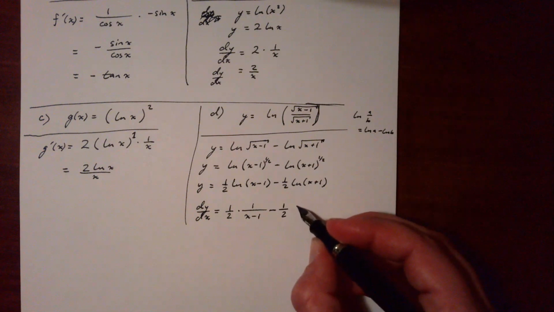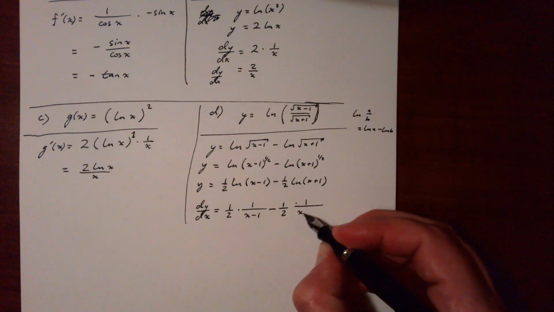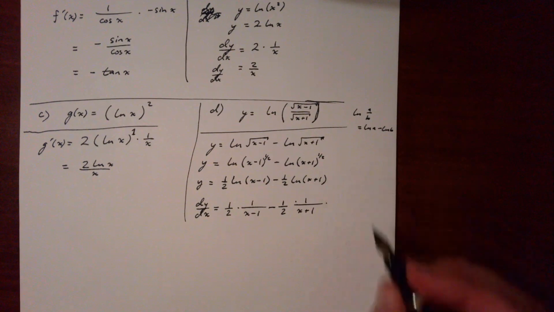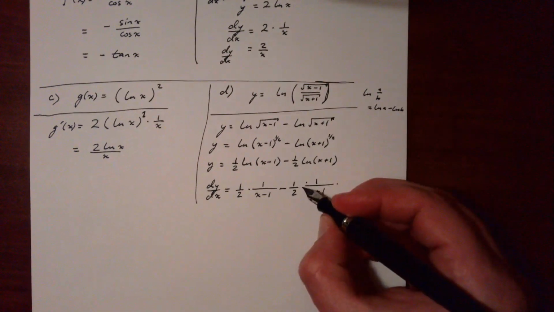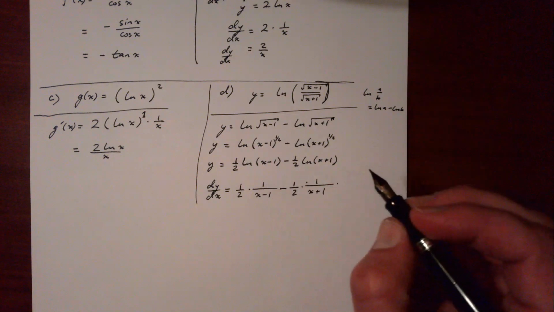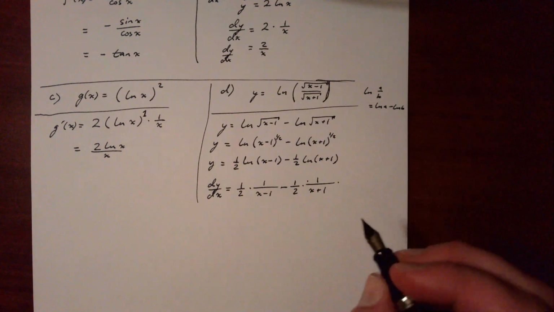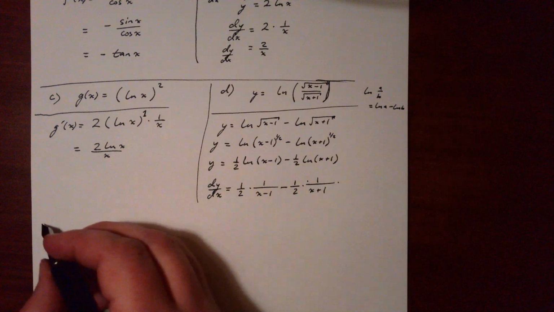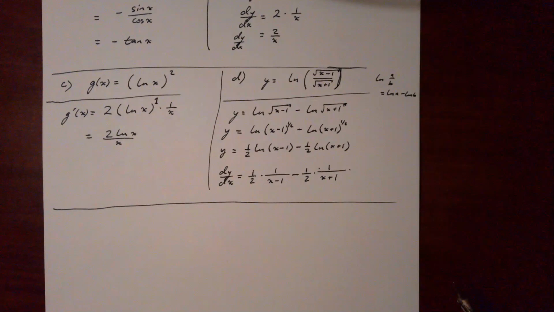Minus 1/2, and then again, chain rule is in effect, so first off 1 over everything that's inside there, and then times the derivative of everything that was inside there, but again that's just going to be 1. So there we have it: 1/2 times 1 over x minus 1 minus 1/2 times 1 over x plus 1. So by using the properties of logarithms shrewdly, we were able to avoid a lot of what was about to make this problem very messy.